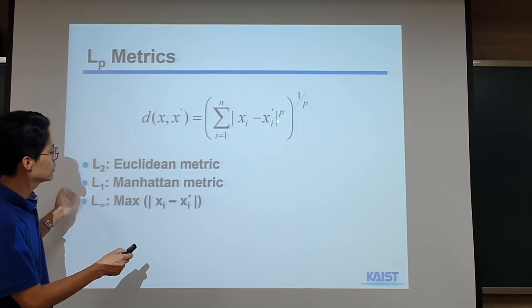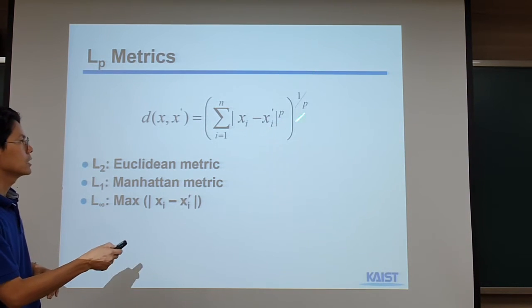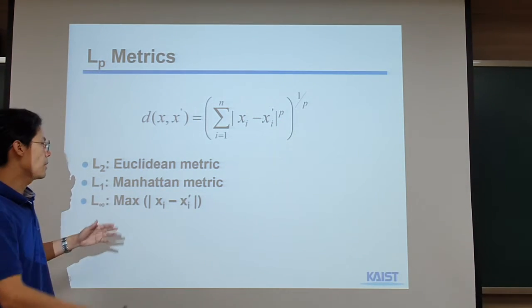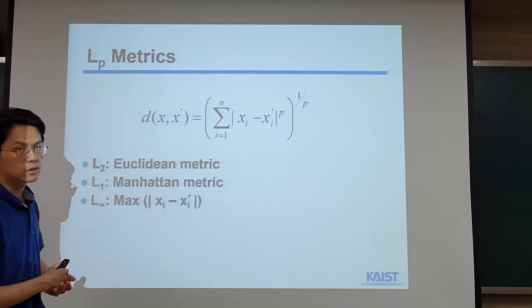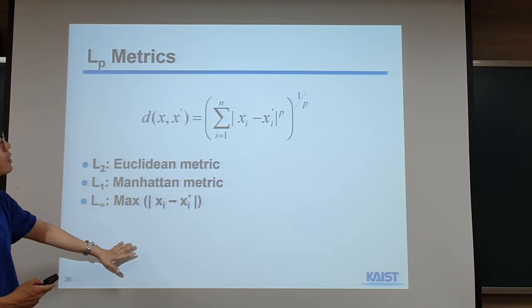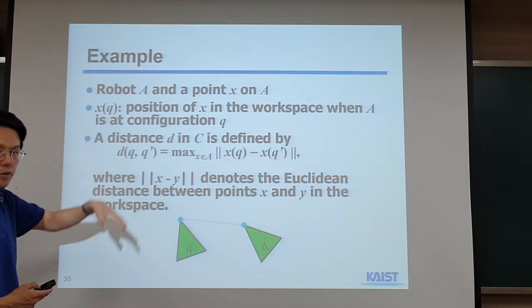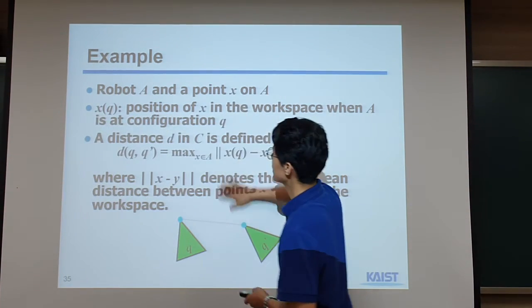L infinity, actually, L infinity here. If we set p to infinity, then it gives only the maximum value of the difference in each dimension across the different dimensions. Actually, this is a very common one. But in the case of robots, we can use that one. But this is another example.